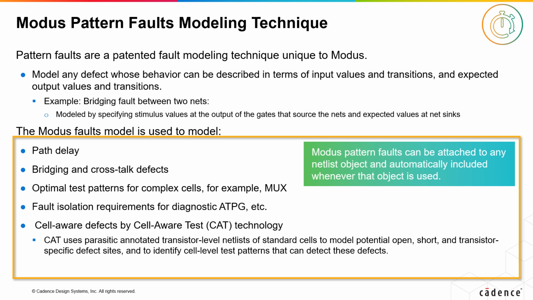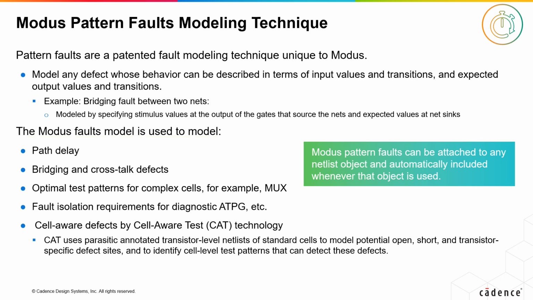It is used to generate patterns for path delay, bridging defects, crosstalk, and diagnostic fault isolation. It is also used to generate optimal patterns for complex cells, where the AND-OR equivalent circuit would give suboptimal results. Pattern faults can be defined for any object that can appear in a netlist. Anytime that object is instantiated, the pattern fault will be included in the fault list.